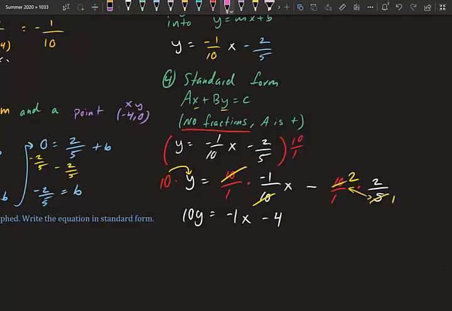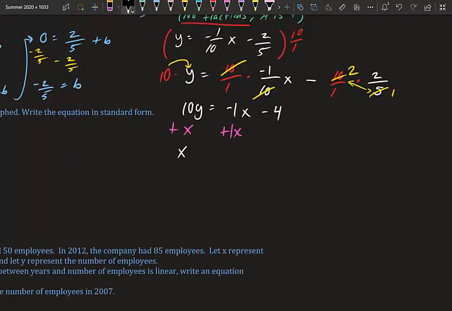We're going to add x over. It's 1. You can put the 1 there, but you don't have to. It's the same thing. So we have x plus 10y equals negative 4. So x is positive. There's no fractions. That's our final answer.